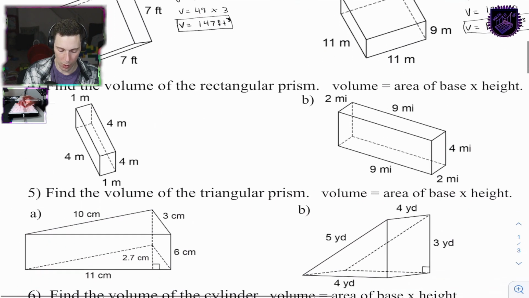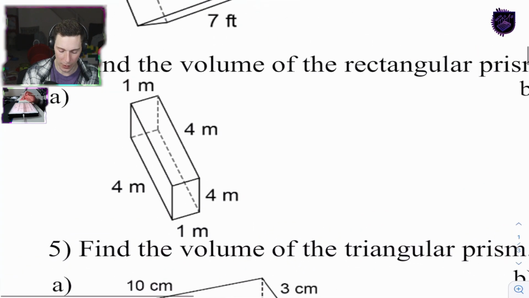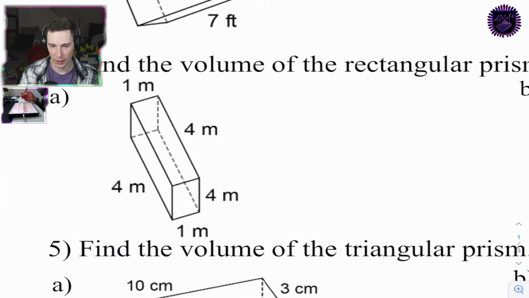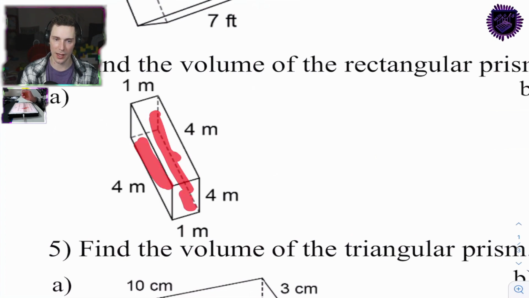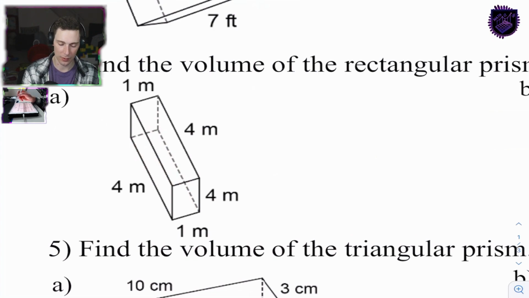Let's look at 4A. Wow, real tough one here. Area of the... Now, when you're looking at this one, anything could be the base, because they're all rectangles. If you want to look at this side and say that's the base, or this side, or the top, it doesn't matter. Length times width times height, which is exactly what I've been doing this whole time.